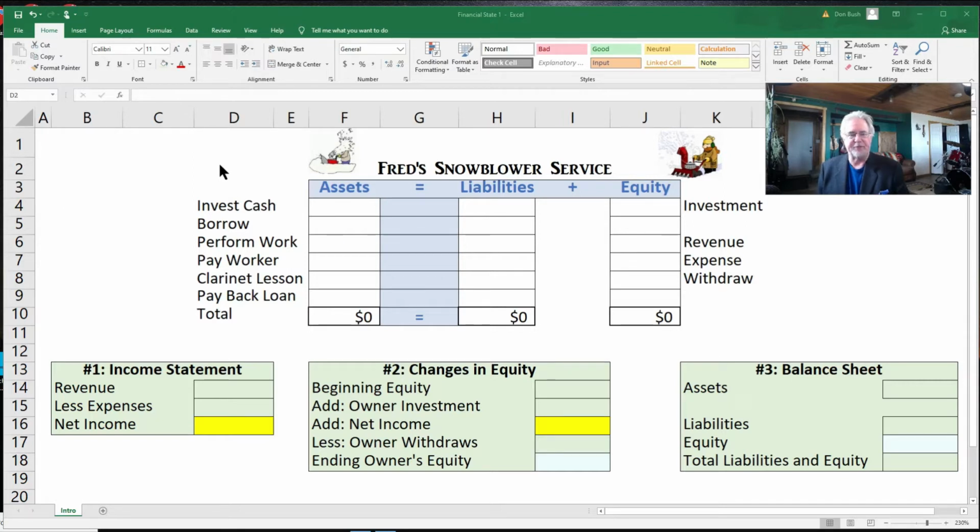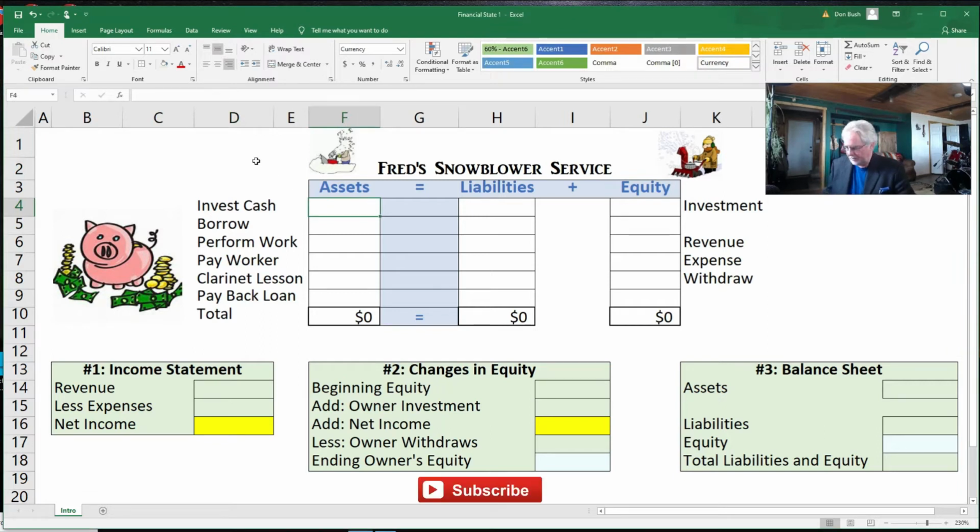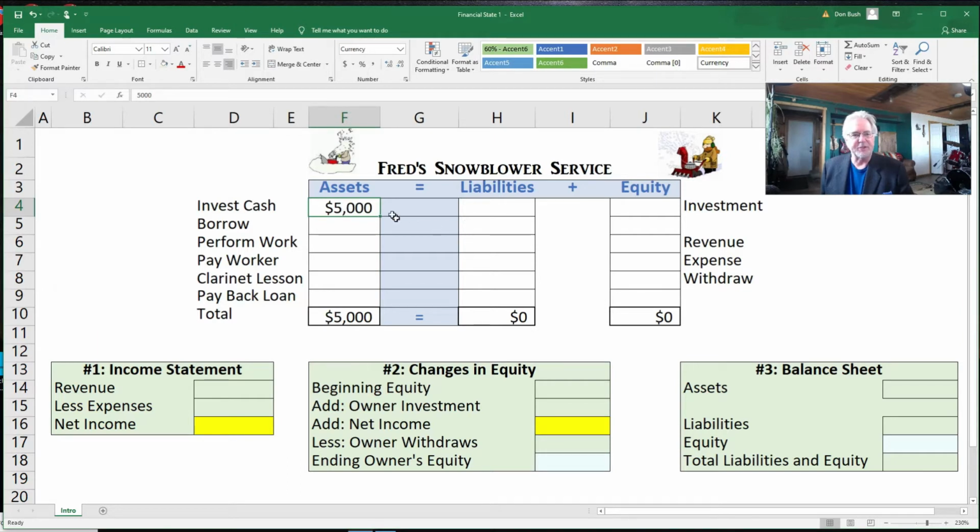We've got Fred's snowblower service, and Fred is just now today starting his business. A brand new business. This business hasn't existed until this moment. So Fred gets into a savings account and he gets $5,000, and he puts this $5,000 into his brand new business, Fred's snowblower service. Now this $5,000, we've got it on the left.